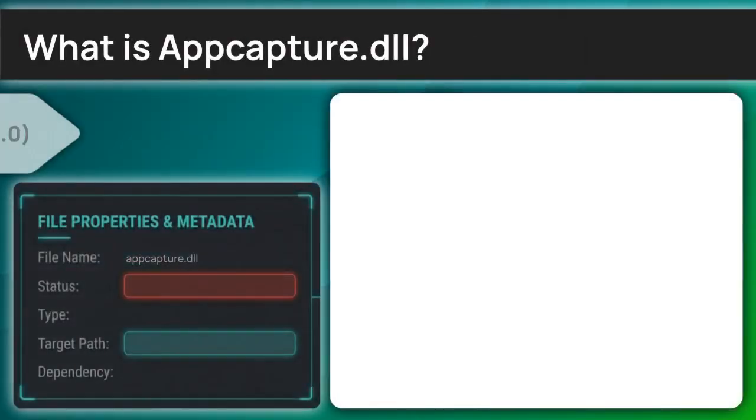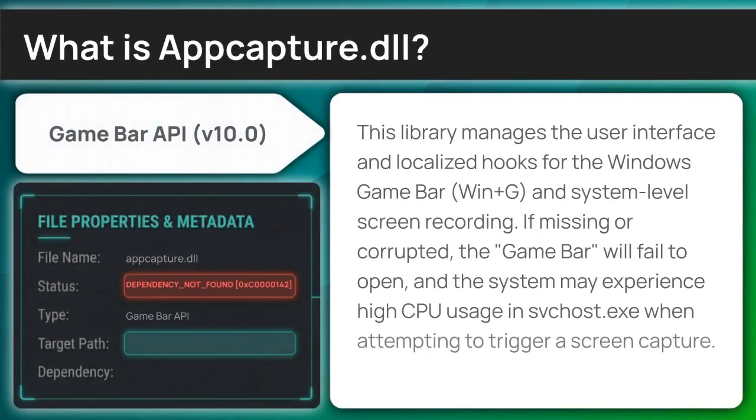This is the Appcapture library. This library manages the user interface and localized hooks for the Windows Game Bar, Win+G, and system-level screen recording. If missing or corrupted, the Game Bar will fail to open, and the system may experience high CPU usage in svchost.exe when attempting to trigger a screen capture.